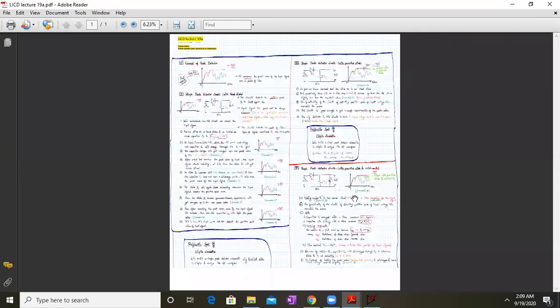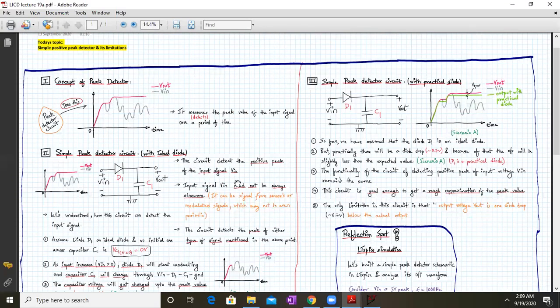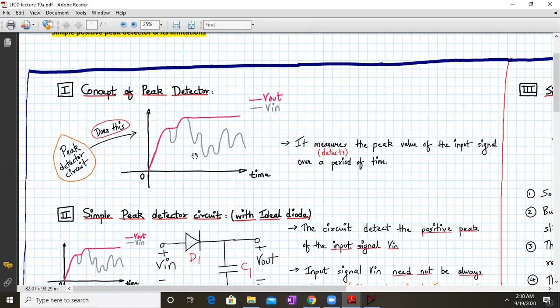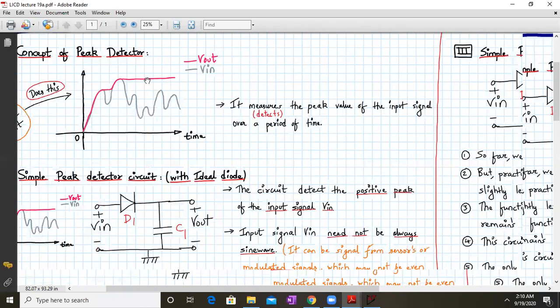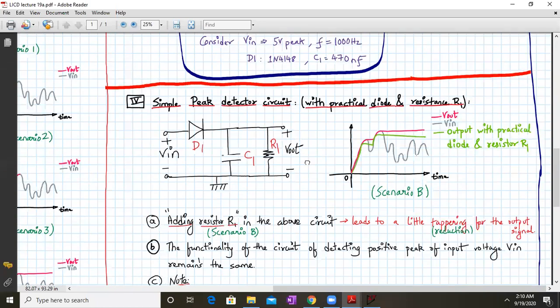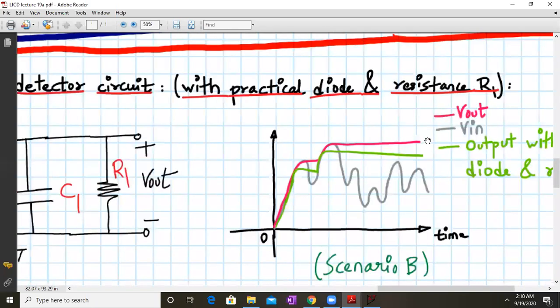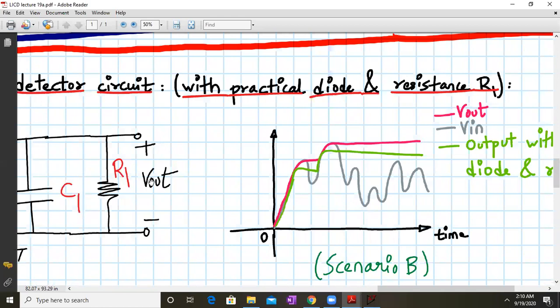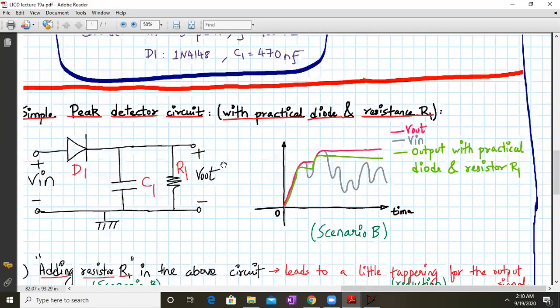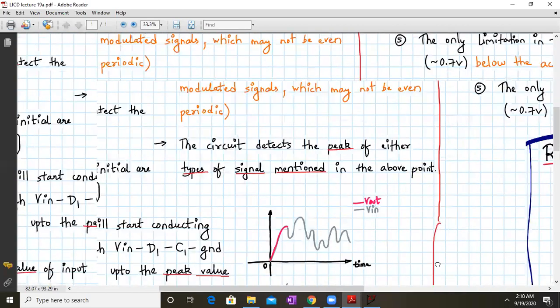So what are the key points from this lecture? We can develop a very basic, simple peak detector circuit, but it will not go entirely to the peak values, as we have seen over here. Basically, it falls short by 0.7 volts. And if you connect a resistor R1, this will become worse, and the output will be further away from the peak value. So it's not good. That's why we have to go for another circuit which will take care of these problems. I think that's it for this session.